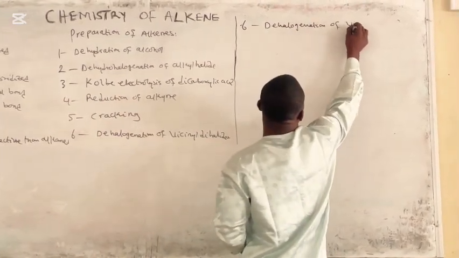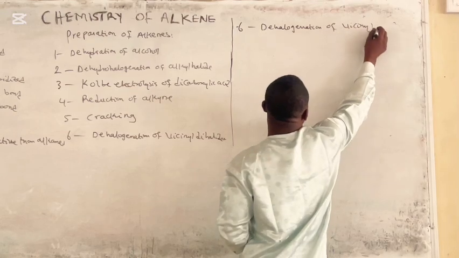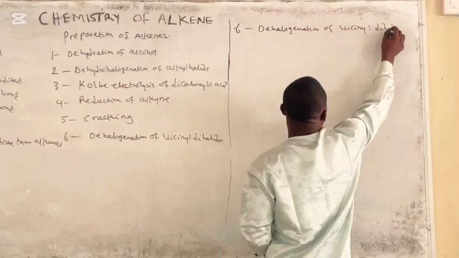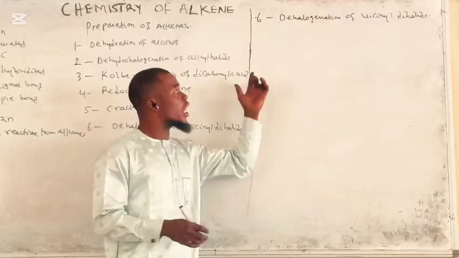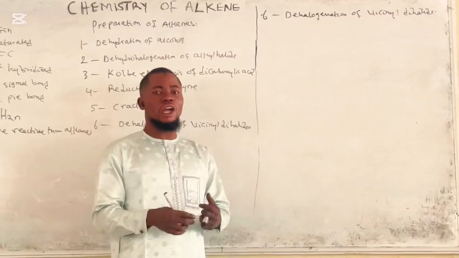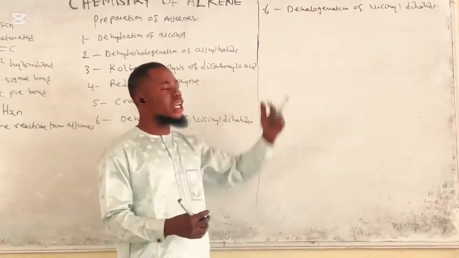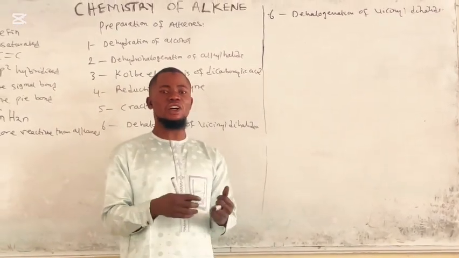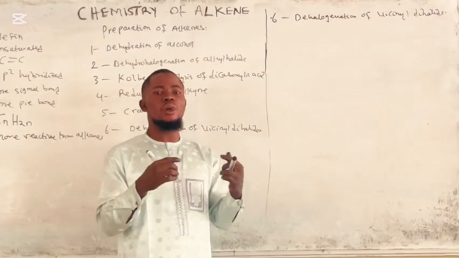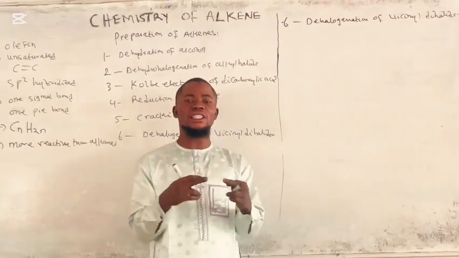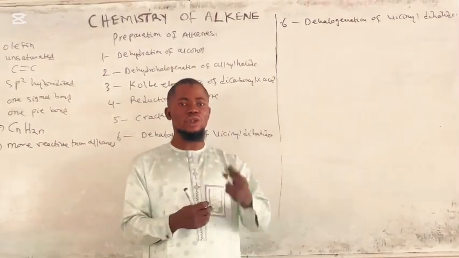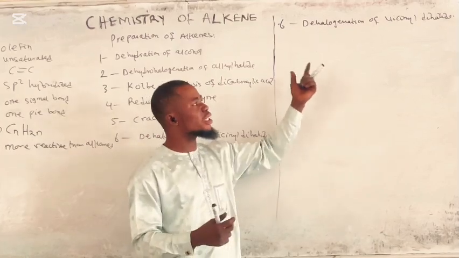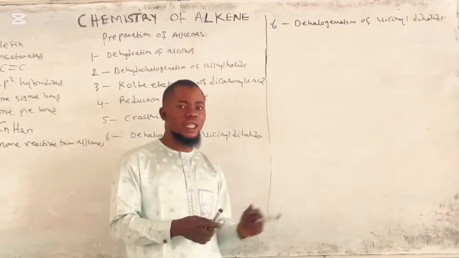of vicinal dihalide. The dehalogenation simply means removal of halogen from a vicinal dihalide. A vicinal halide or a vicinal compound is a compound that has 2 halogens attached to adjacent carbons. They have 2 halogens attached to adjacent carbons. That is a vicinal dihalide compound.